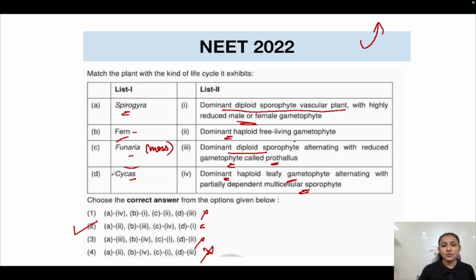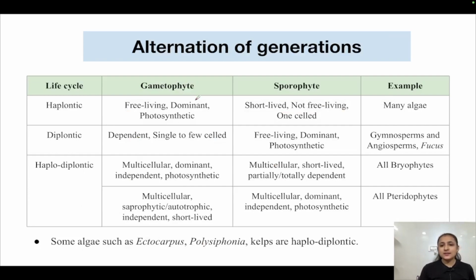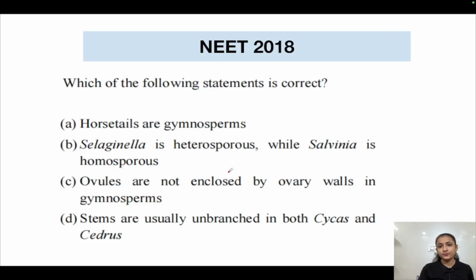ओके, सो ऑप्शन नंबर D जो है इट मैचेस विद ऑप्शन नंबर 1 हियर. सो D 1 से मैच हो रहा है. सो द करेक्ट आंसर इज ऑप्शन नंबर 2. So this is a brief overview of alternation of generations. You can pause the video and give it a look to refresh your concept of alternation of generations.